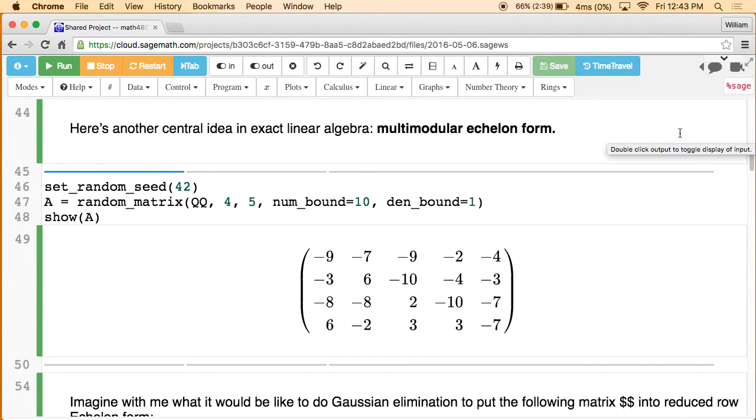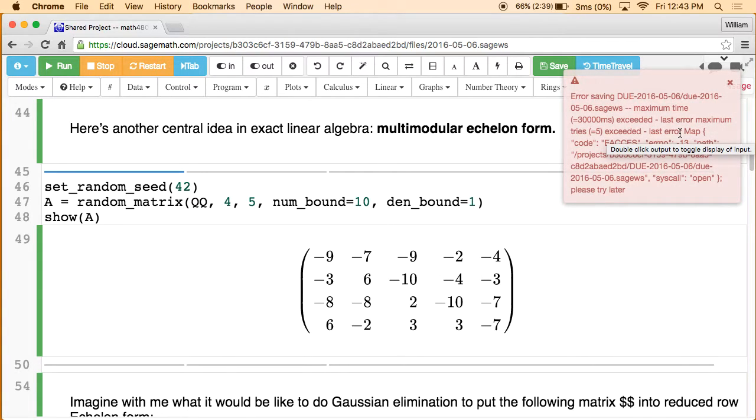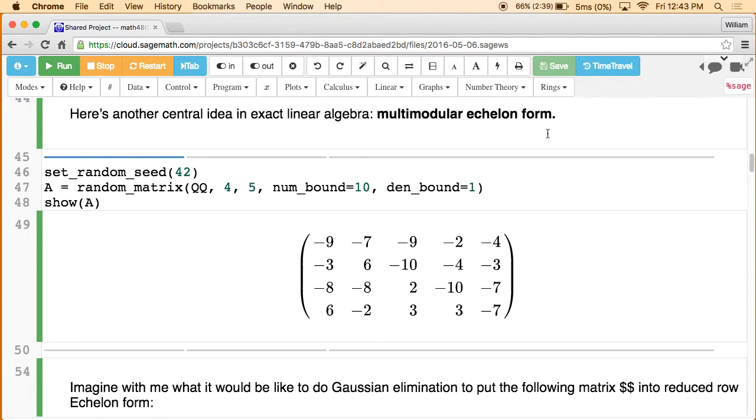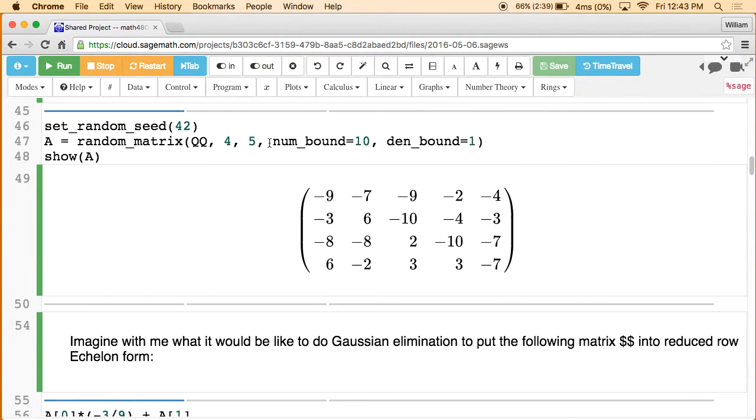So here's another central idea in exact linear algebra. It's something called multimodular echelon form. And it illustrates a general class of algorithms, and if you understand this one, you can apply it in a lot of different contexts, not just matrices and so on.